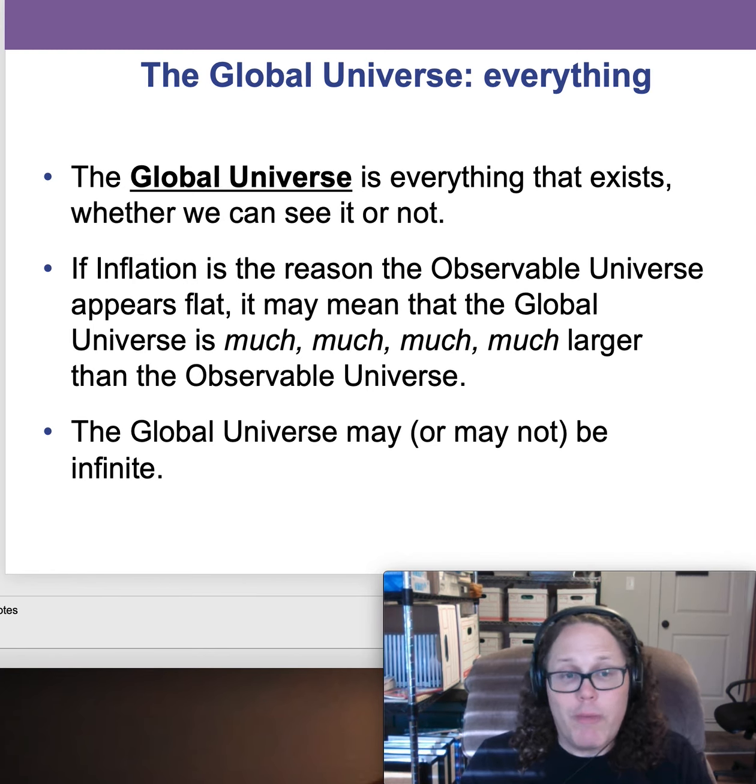It may be closed, or it may be open, or it may be flat. It might be finite. It might be infinite. We don't know, because we can't see beyond the cosmic microwave background. And the farthest we can ever hope to see with gravitational wave detectors is the cosmic event horizon.